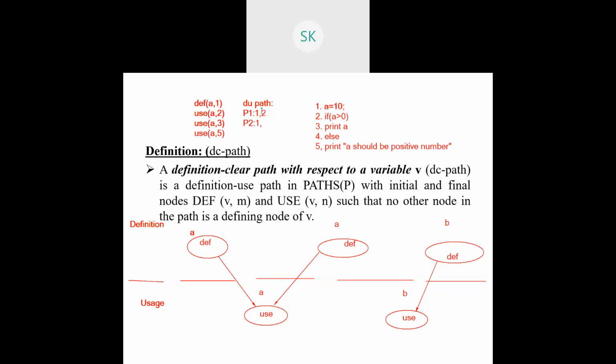Once you want to traverse to the third node, then you need to execute the second statement. Once the second statement is true, then only you go to the third statement. This is the end. The starting node should be the definition node. The ending node should be the usage node.